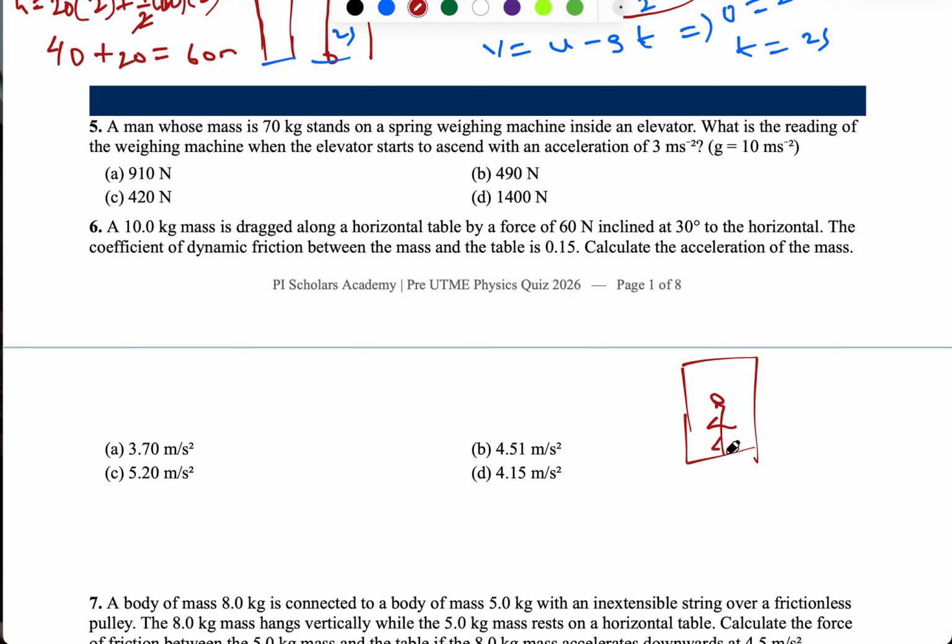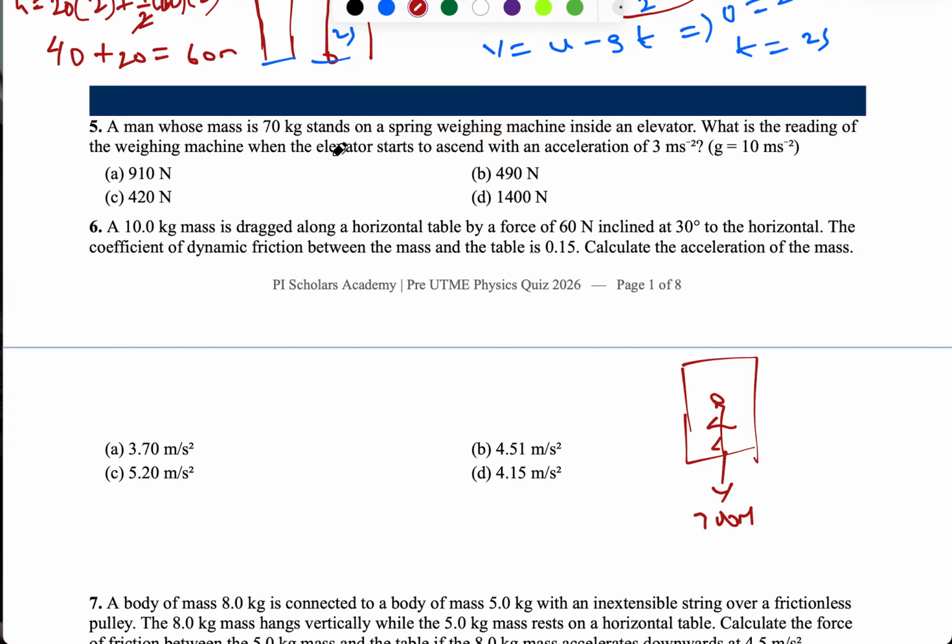First of all, the weight of the man, the weight is always acting downward. And the weight is mass times acceleration due to gravity. So this person has a mass of 70 kilograms. Therefore, their weight is going to be 700 newtons. So it is acting downward.